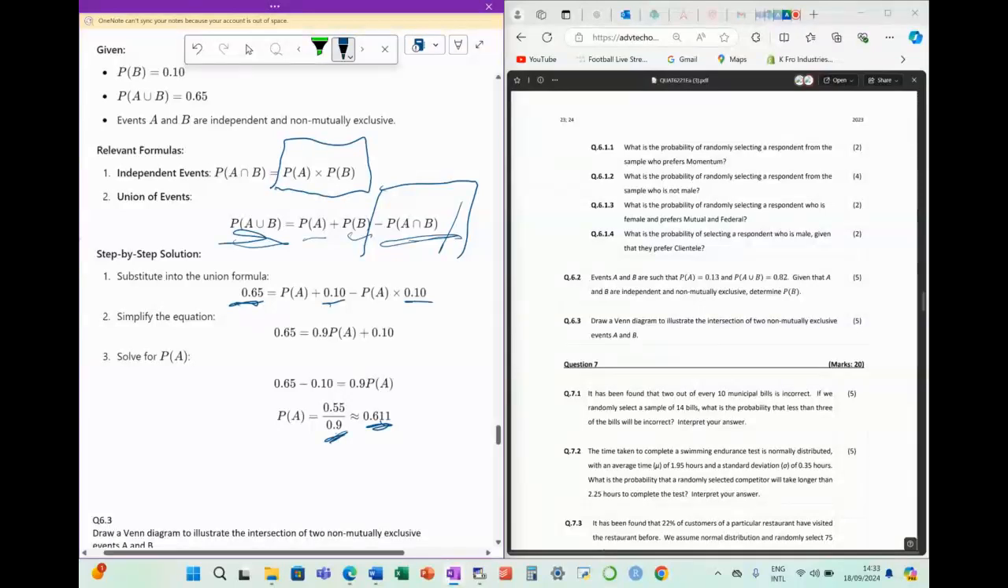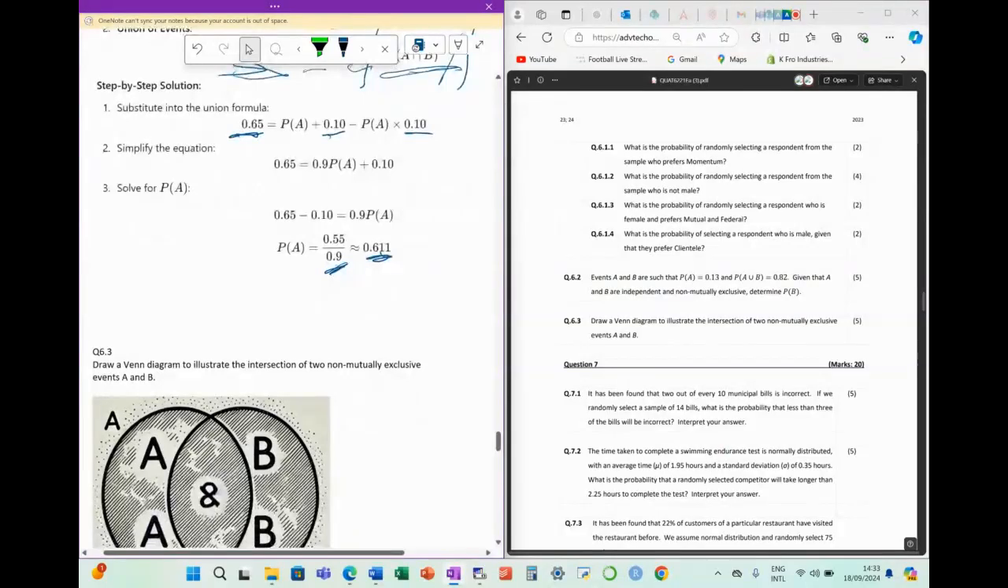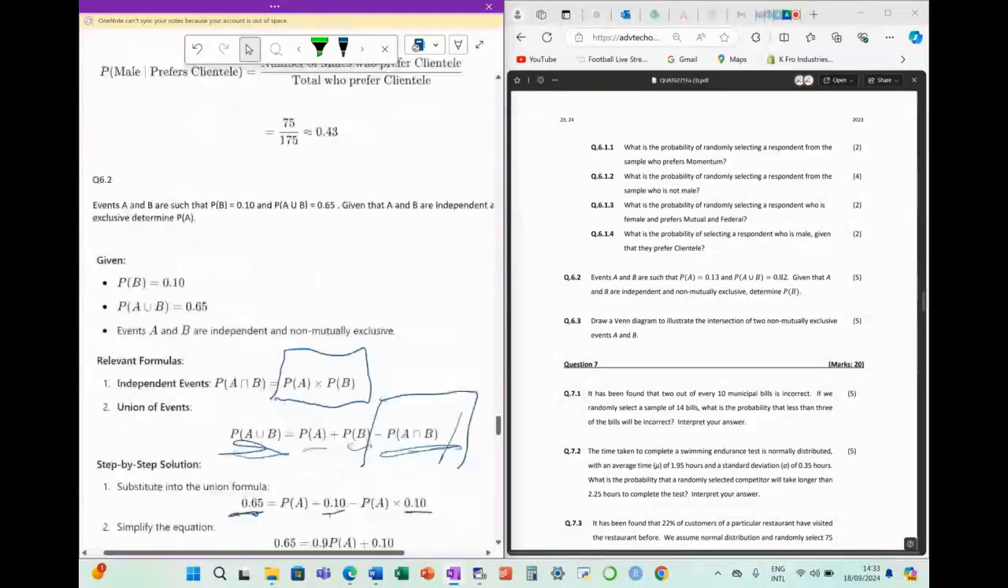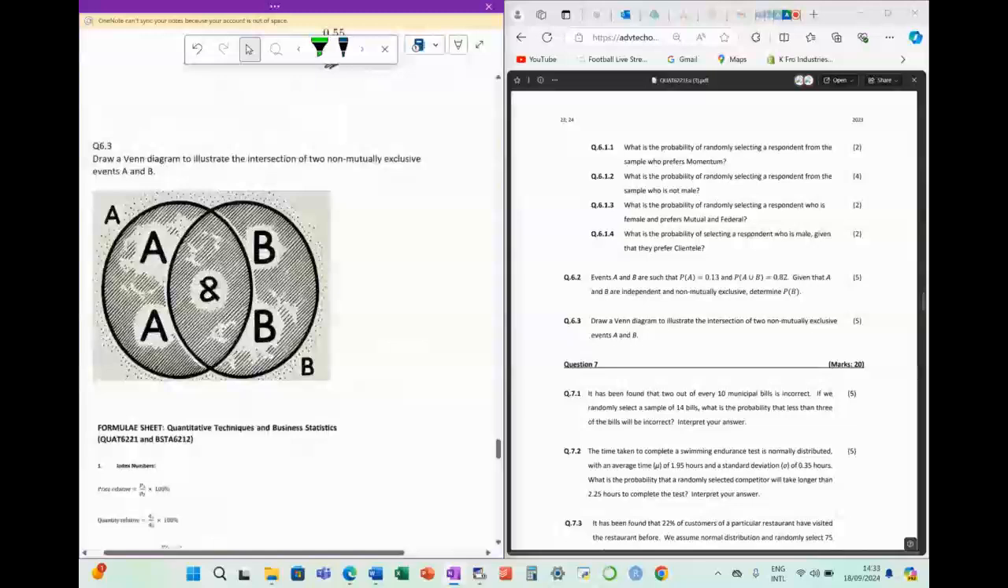And there you can see we do exactly that. And finally, we come to 0.611 or 61.1%. Here they didn't ask you to leave it as a percentage, but if you left it like that, that's fine.